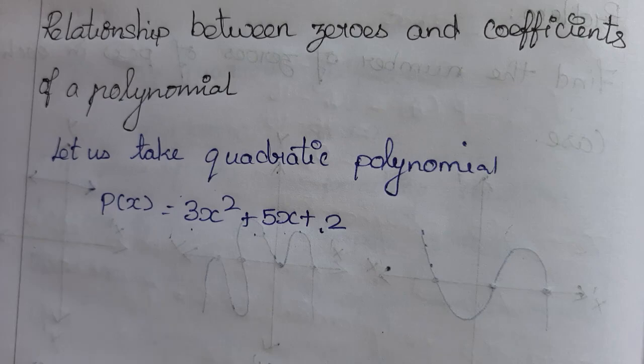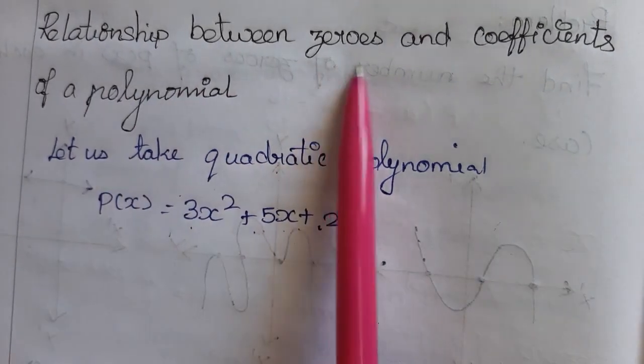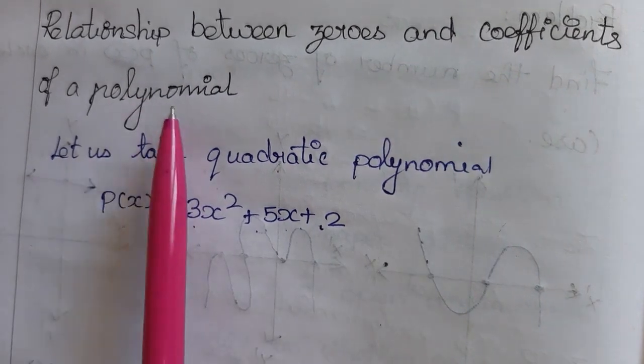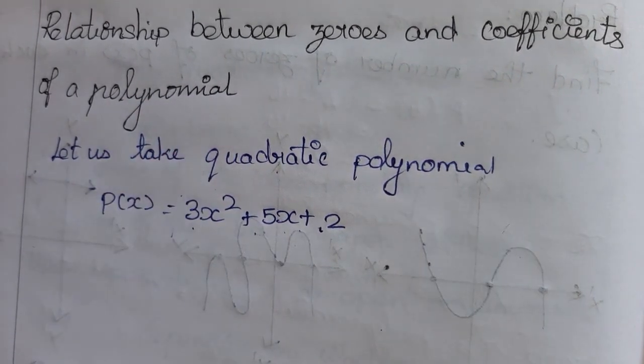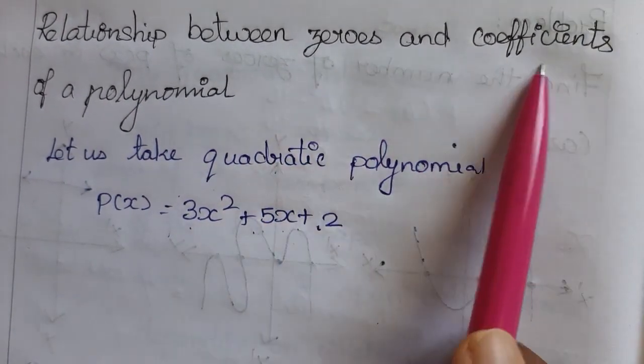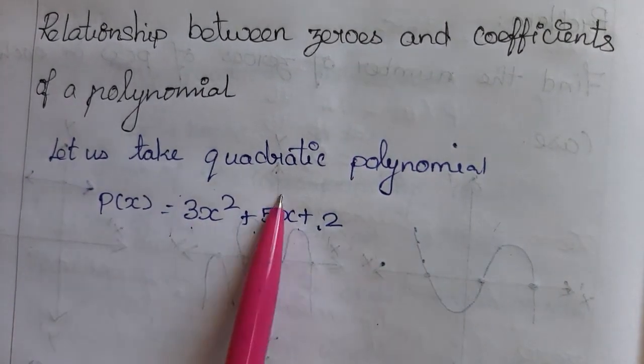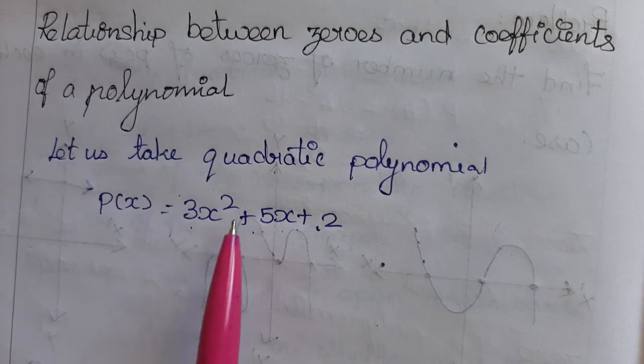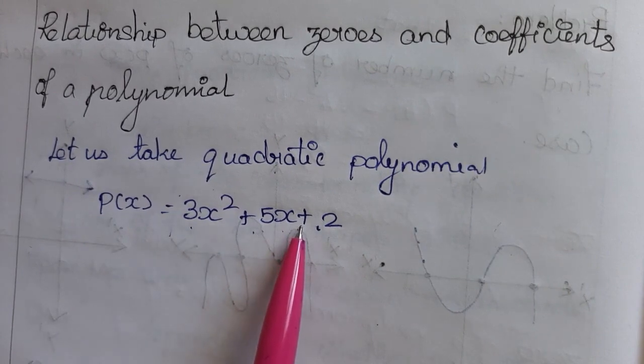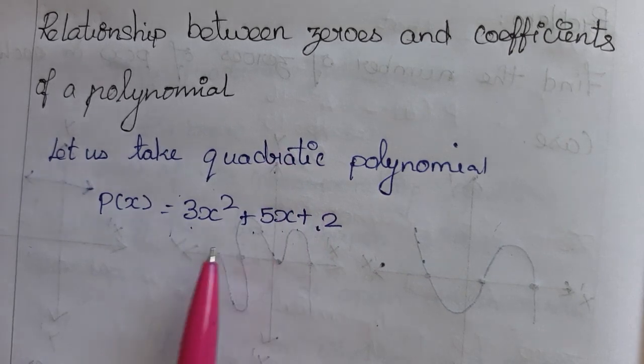Hi students, today we are going to learn about the relations between zeros and coefficients of a polynomial. So let me learn the zeros and coefficients relations from the following example. Let us take a quadratic polynomial p of x is equal to 3x square plus 5x plus 2. Here we are going to find the zeros of this given polynomial.